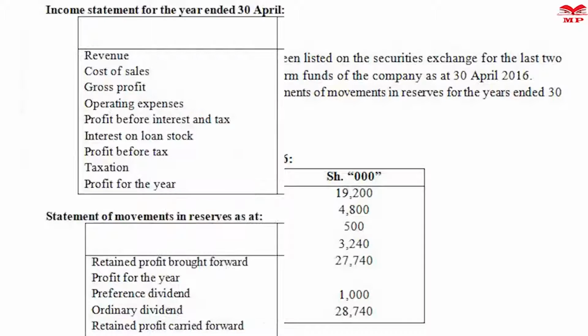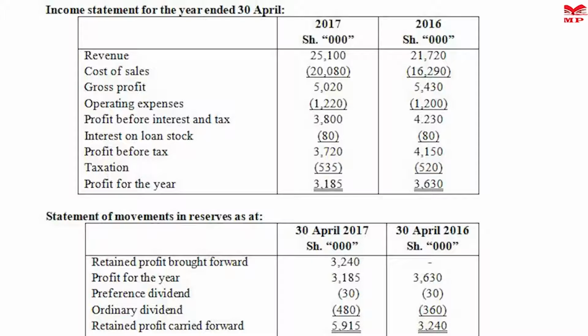The income statement is given for 2016 and 2017. We have been given the revenue, profit before tax, interest on loan, taxation, and profit for the year. In the statement of movement in reserves, we are given the retained profit for the year, preference dividends, ordinary dividend, and retained profit carried forward.